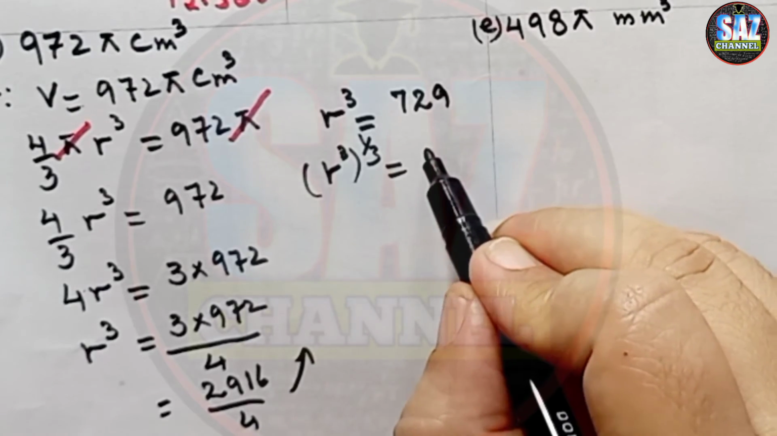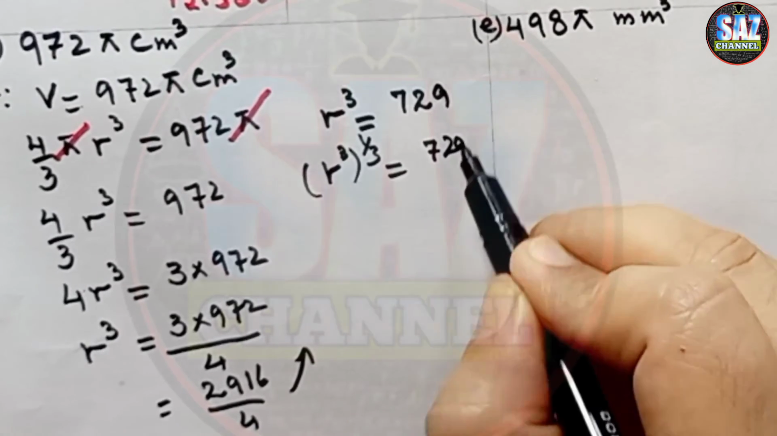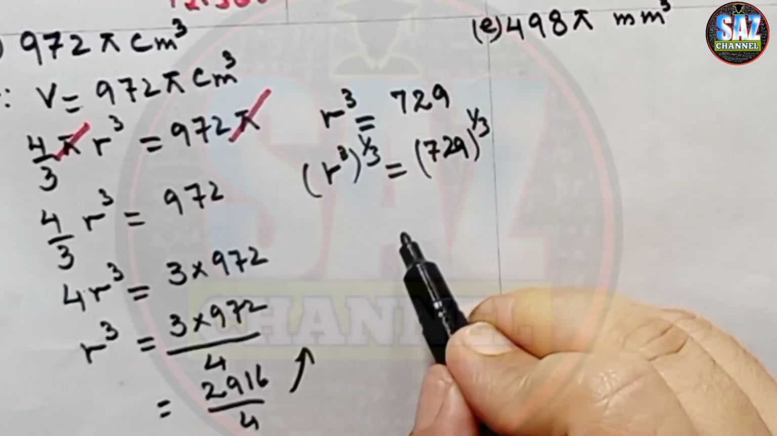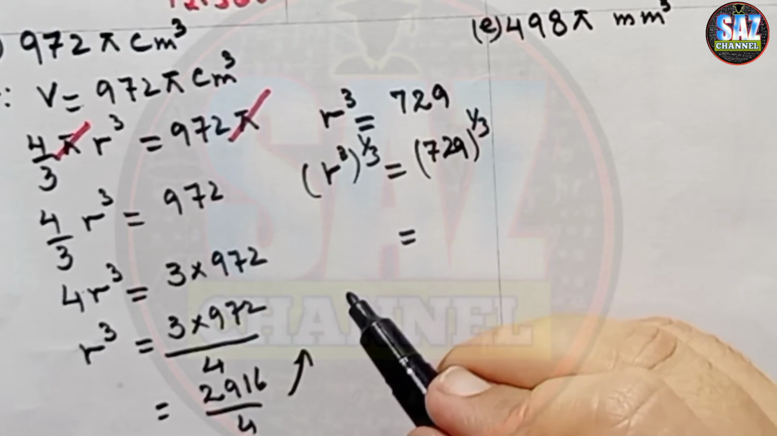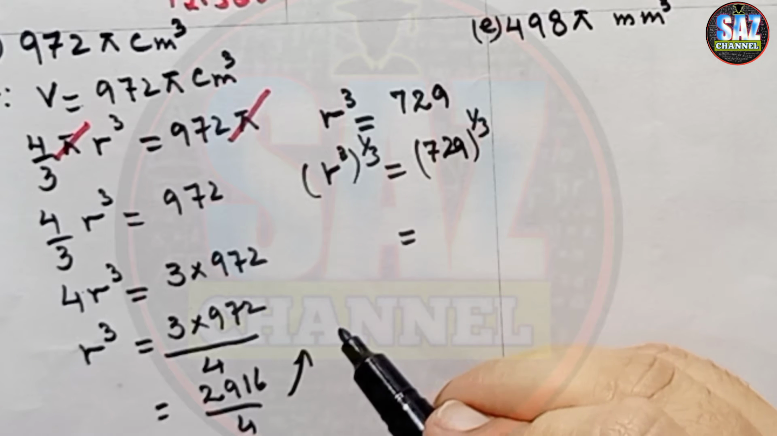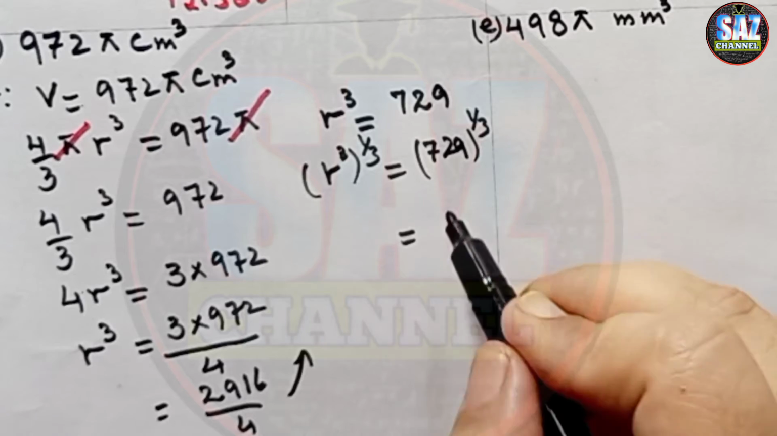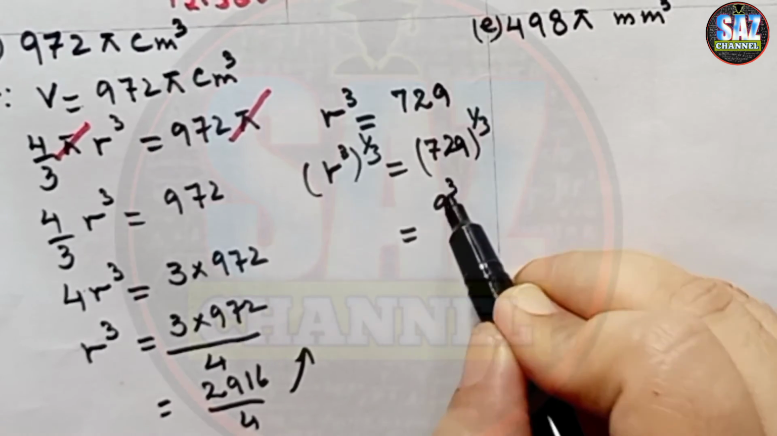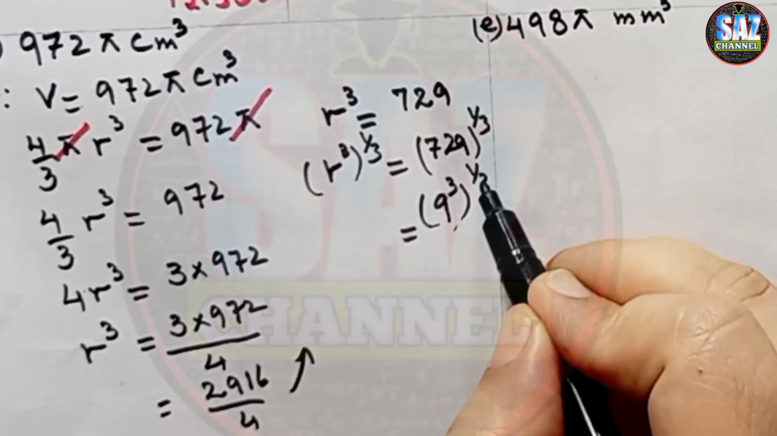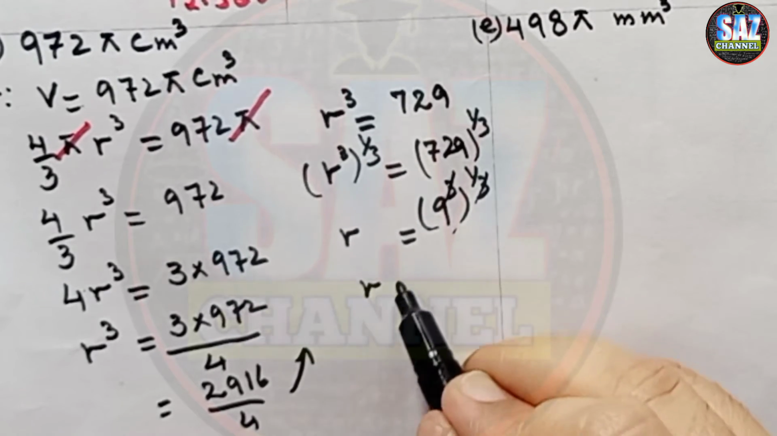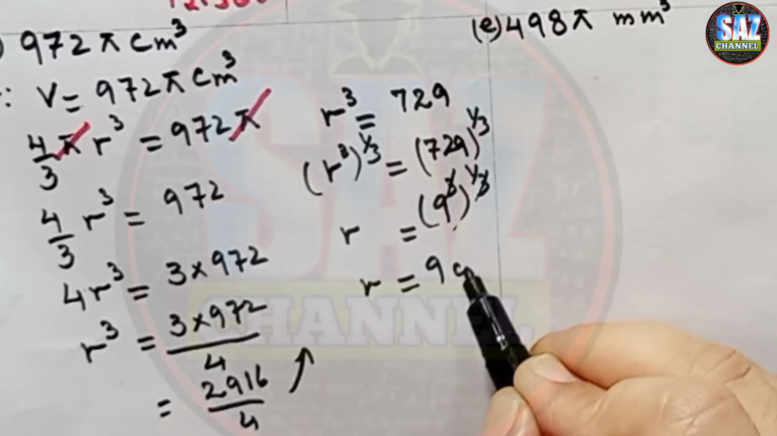It's a perfect cube, 729. Okay, from D1 chapter number 1, I hope 9 multiplied by 9 is 81, and 81 multiplied by 9 gives me 729. Yes, this is the cube of 9. 9 cube into 1 by 3 r. This 3 will be going with this 3, and r equals 9 centimeters.